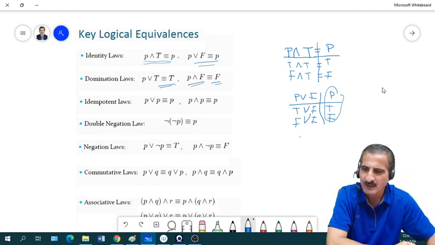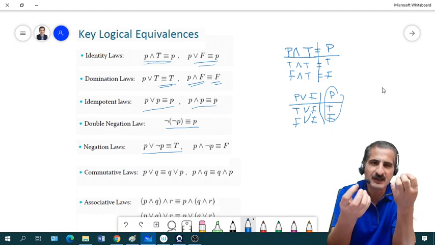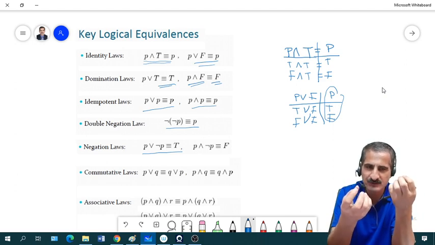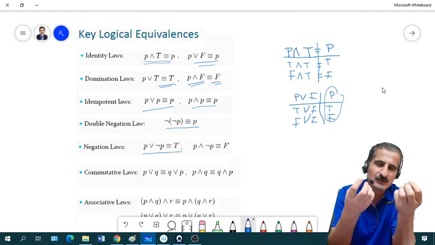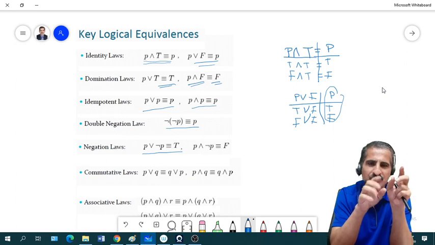Okay. This is trivial. P or P is P. P and P is P. The negation of the negation is P. P or negative P. P and negative P, they have opposite truth values. So one of them is true, and we have a disjunction with a true at one of the sides, so we get true.